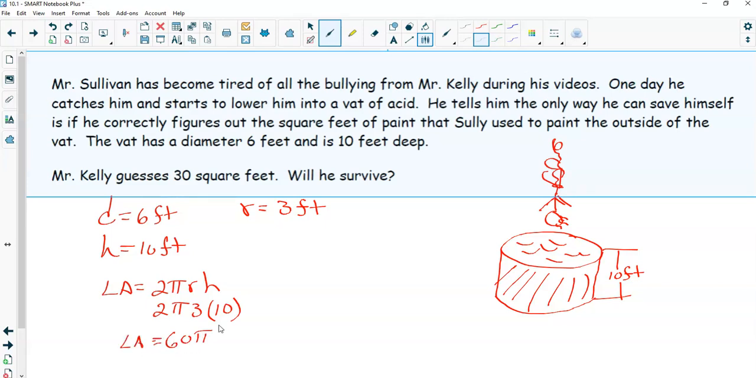On top of that, we have one, if we're going to paint the bottom there, so that when it touches the ground, it doesn't become rusty or anything like that. Well, if we're going to paint that bottom, that is one, not two, but one base. So we need the area of the base. So that's pi radius squared. The radius is 3, so that's 3 squared times pi, or 9 pi. And that would be in square feet.